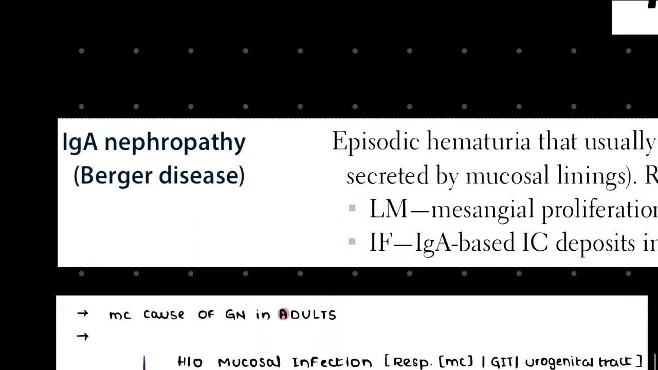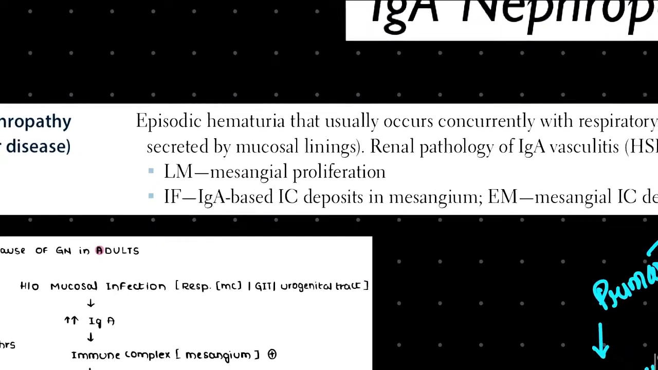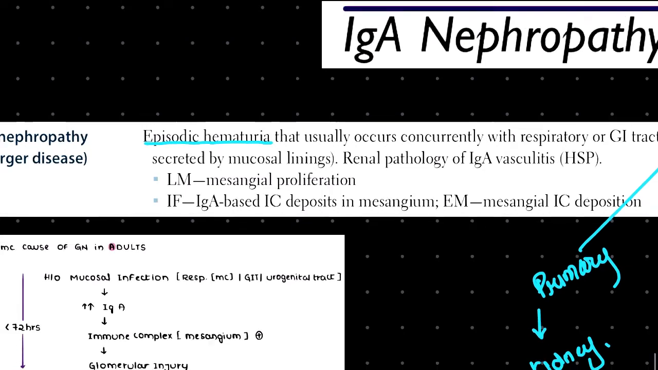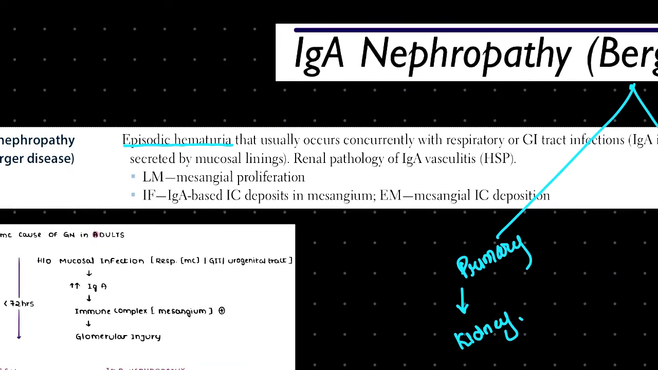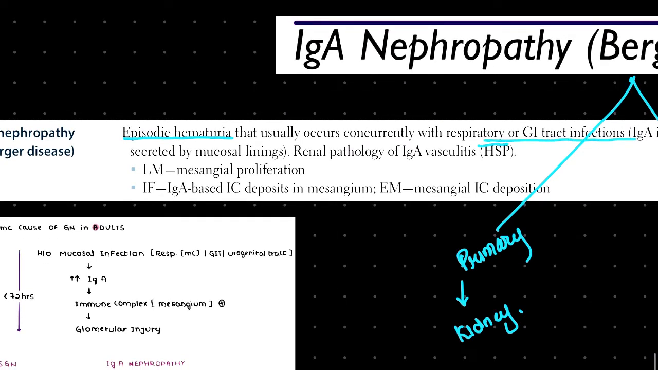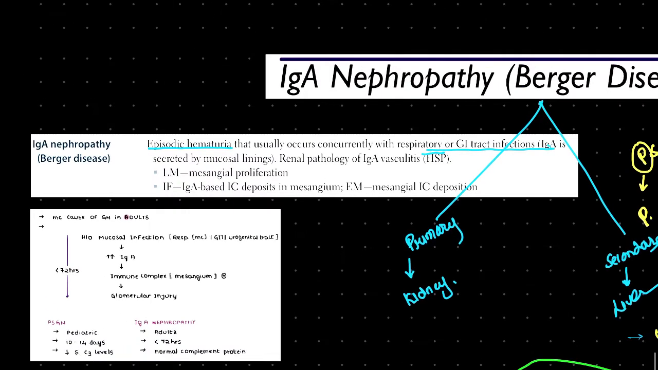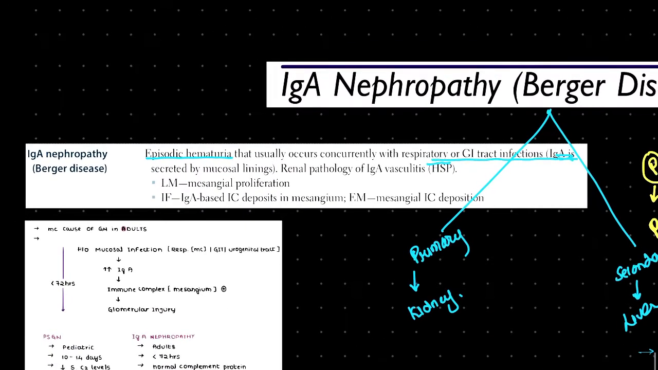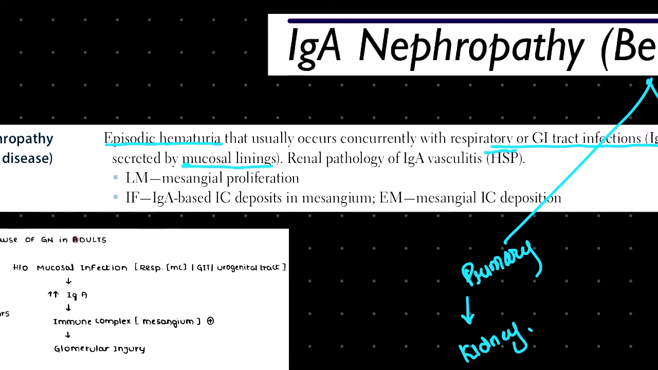Now talking about IgA nephropathy or Berger disease, what we can see is the presentation of episodic hematuria. There will be episodic hematuria that will usually occur concurrently with a respiratory or GI tract infection. Yes, we mentioned these things. IgA is secreted by the mucosal lining. Yes, we know IgA is secreted by the mucosal lining.